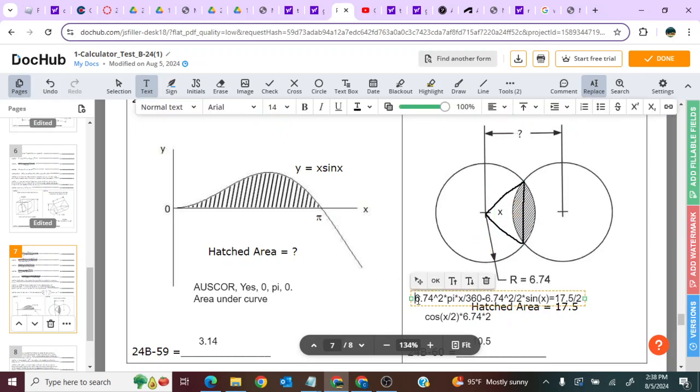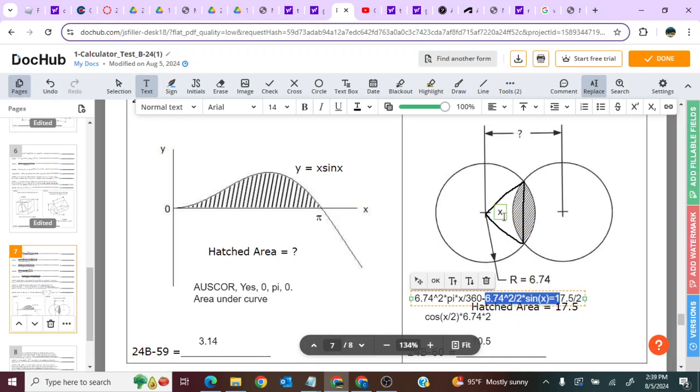So we have the area of our segment, which is going to be 6.74 squared times pi times the angle over the entire 360 degrees of your circle. An x value of 360 degrees would just be the entire circle. So you multiply your unknown angle and divide it by 360. Then you have to subtract the triangle area, which is side squared, sine of this angle, over 2. So 6.74 squared over 2 times sine of x, and it's equal to half of the hatched area, so 17.5 over 2.